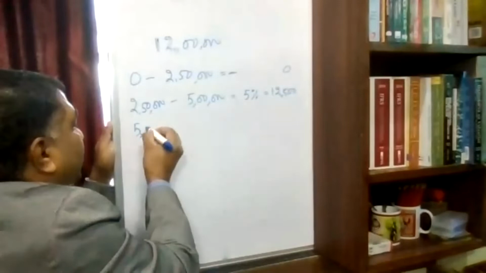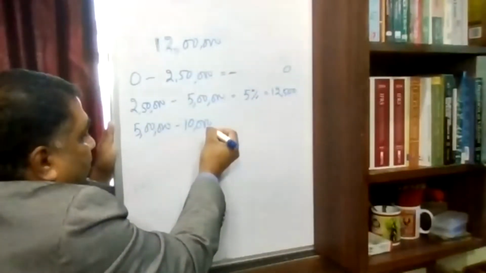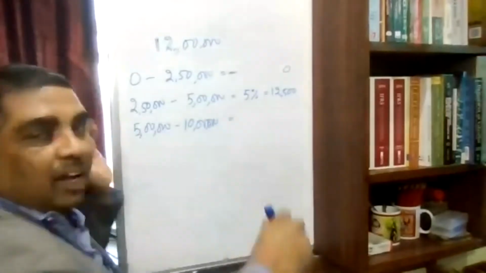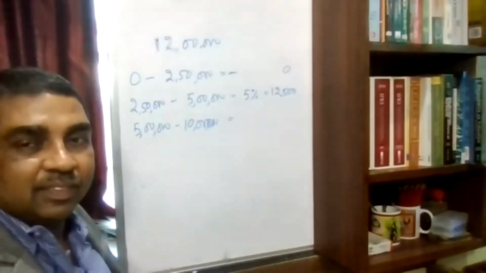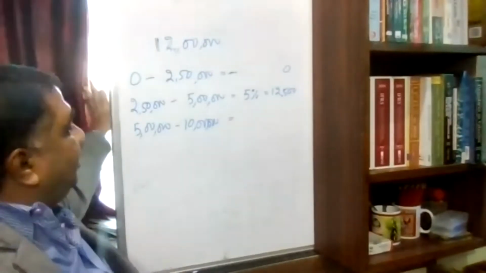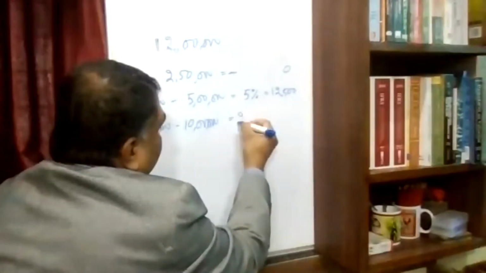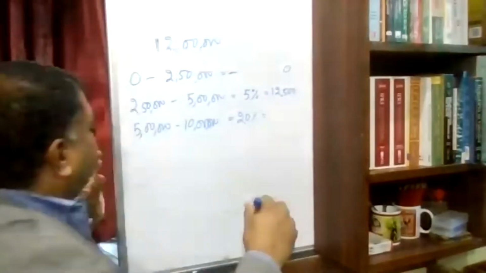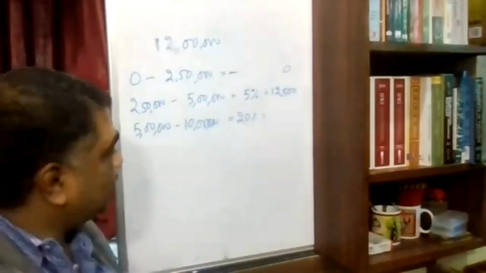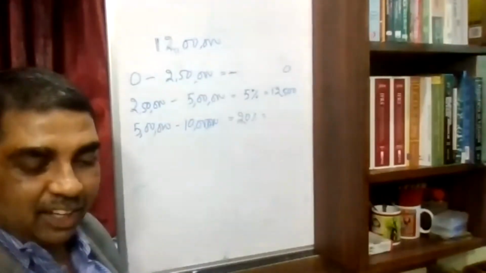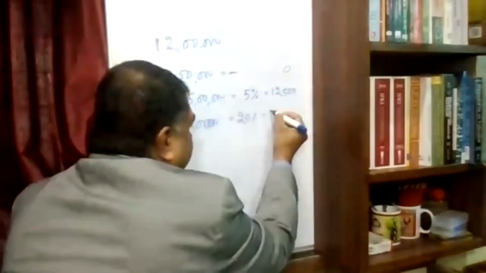Now next is 5 lakh to 10 lakh. How much is the tax rate? The rate is 20%. So 20%, please calculate here. 5 lakh to 10 lakh, this gap is 5 lakh. On that 5 lakh rupees, 20% of that. So how much it comes? So 1 lakh.